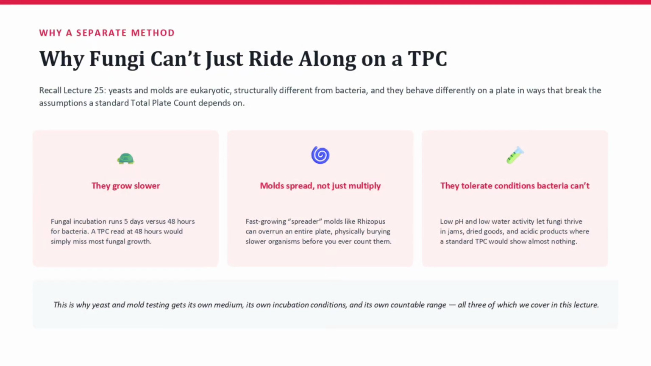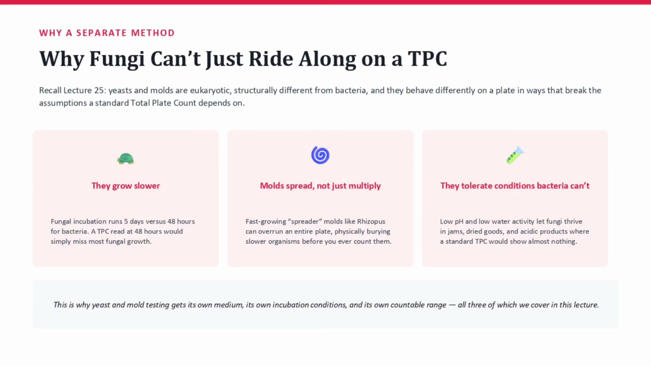Recall Lecture 25, yeasts and molds are eukaryotic, structurally different from bacteria, and it turns out they behave differently on a plate in ways that genuinely break the assumptions a TPC depends on. First, they grow slower. Fungal incubation runs a full 5 days, compared to 48 hours for bacteria. If you read a plate at 48 hours expecting fungal growth, you would simply miss most of it. It just is not there yet.